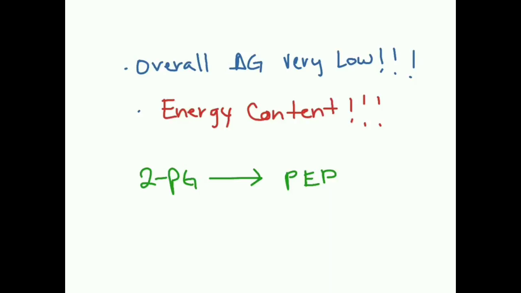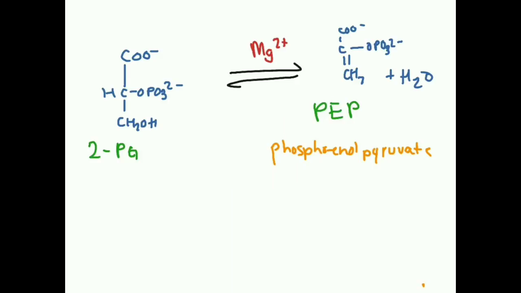Again, this goes from 2-phosphoglycerate to PEP. With the help of magnesium 2+, 2-phosphoglycerate gets converted to phosphoenolpyruvate, PEP. And that's what PEP means, phosphoenolpyruvate.